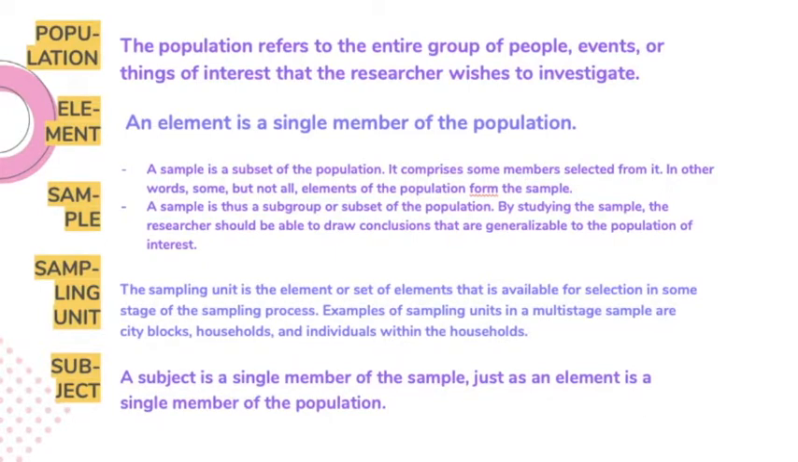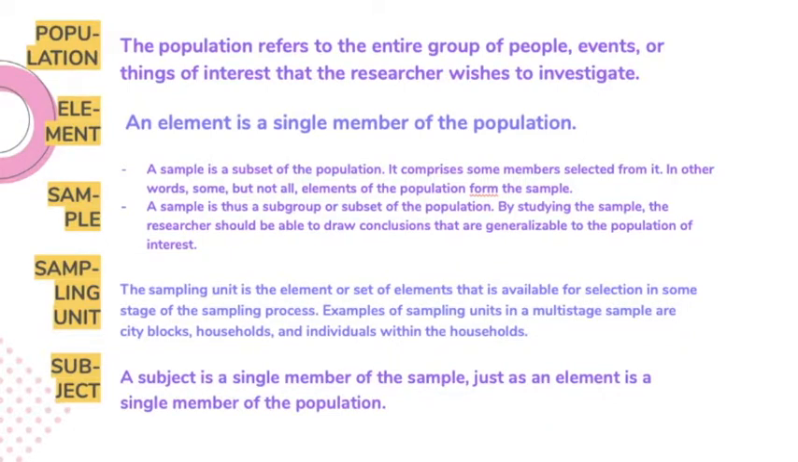Next is sample. A sample is a subset of the population. It comprises some members selected from it. In other words, some but not all elements of the population form the sample. So if 200 members are drawn from a population of 1,000 blue-collar workers, these 200 members form the sample for the study. That is, from a study of these 200 members, the researcher will draw a conclusion about the entire population of 1,000 blue-collar workers.